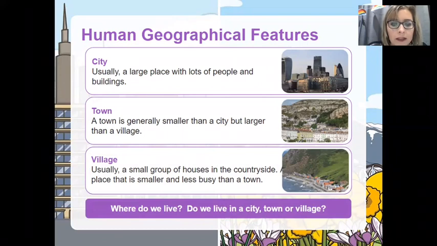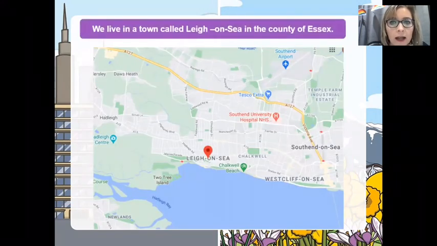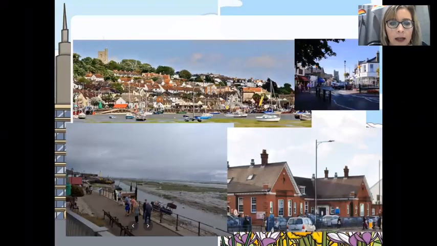Do we live in a city, a town, or a village? That's right, we live in Leigh-on-Sea, which is in the county of Essex, and you can see that here on the map. And that is a town. Here are some pictures of Leigh-on-Sea that you might recognise.